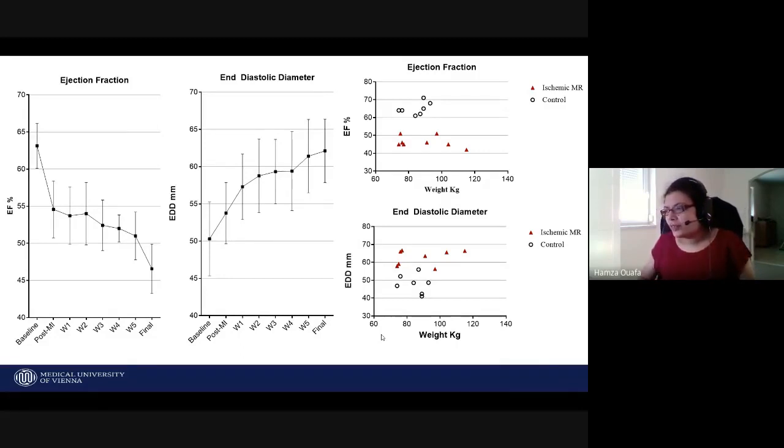One of the pitfalls of this model in the pigs was that the pigs grow really fast. They gain 800 grams to 1 kilo per week, so it was a little bit challenging. We thought that maybe the enlargement of the left ventricle was due to the growth of the pig, but actually it was not. When we compared that to our control group, which was a weight and age matched group, there was a significant difference in the left ventricular end-diastolic diameter between the ischemic MR group and the control group.